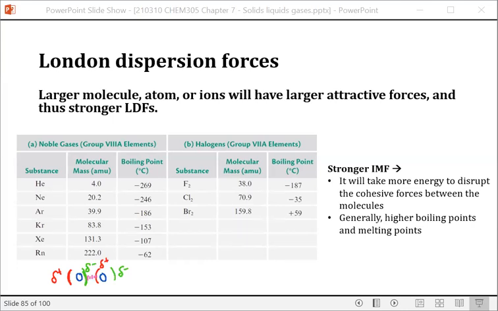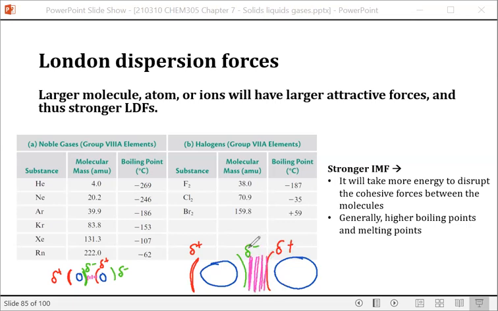Compare that to something like radon, which is a lot bigger atom. It's going to do the same thing where you get one side that's delta positive, one side that's momentarily delta negative, inducing a delta positive here. And then you get so much more attraction between these two because there's just more delta negative and more delta positive. And so bigger atoms and bigger molecules are going to have larger, stronger London dispersion forces.